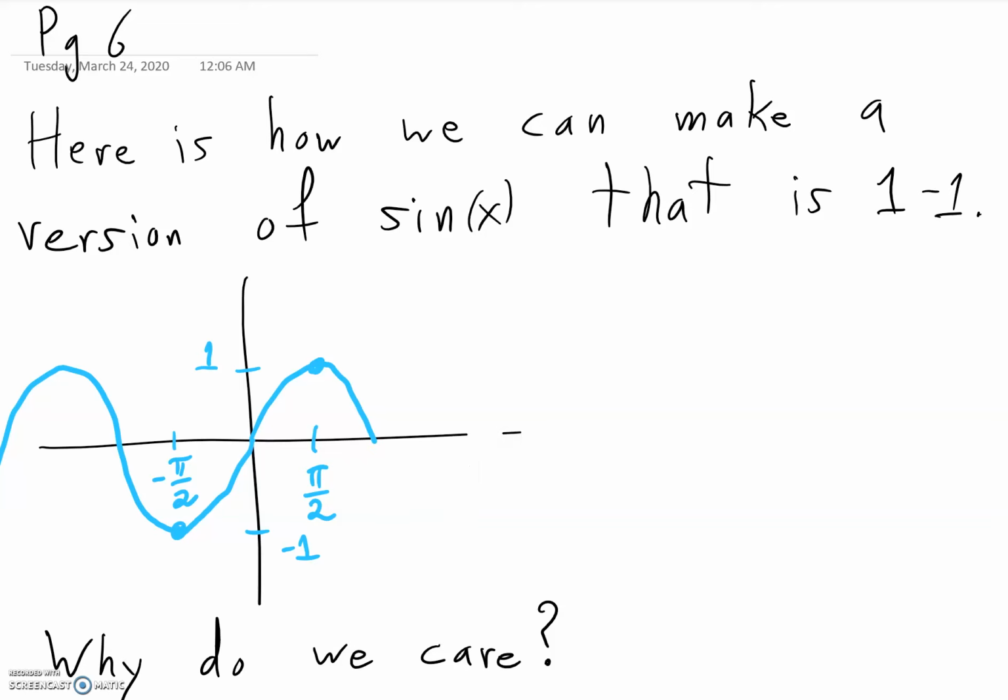Let's suppose that I restrict the domain of sine of x so that instead of the domain being all real numbers, I look at the domain just being between negative pi over 2 to pi over 2. Seems like an odd choice. Why did I choose these values? This is typically the convention for restricting the domain of sine of x.